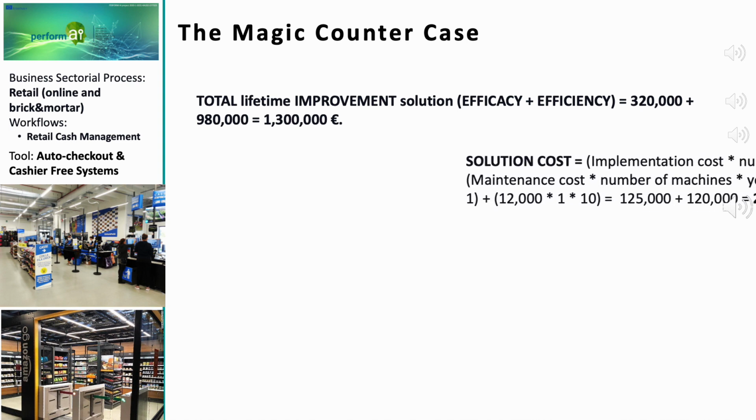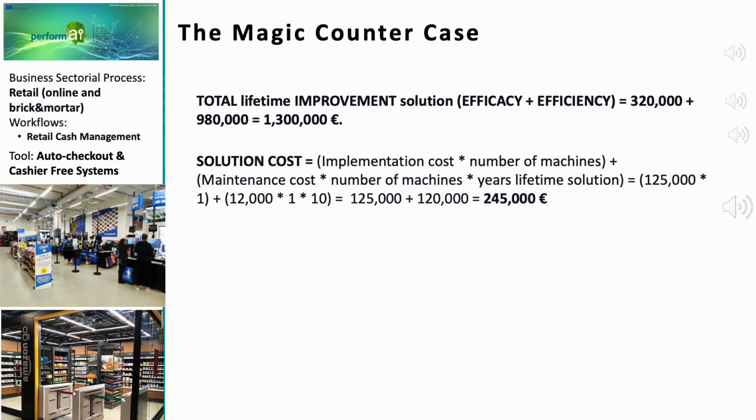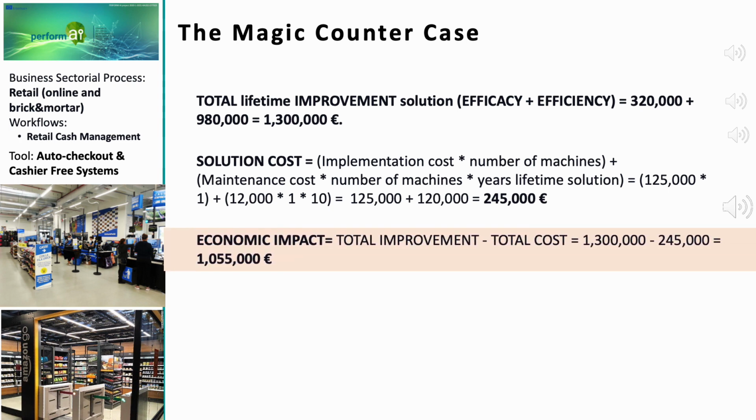Solution cost equals implementation cost multiplied per number of machines, plus maintenance cost multiplied per the number of machines multiplied per year's lifetime solution equals 125,000 multiplied per 1, plus 12,000 multiplied per 1 multiplied per 10, equals 125,000 plus 120,000 is equal to €245,000. Economic impact equals total improvement minus total cost, equals 1,300,000 minus 245,000 is equal to €1,055,000.